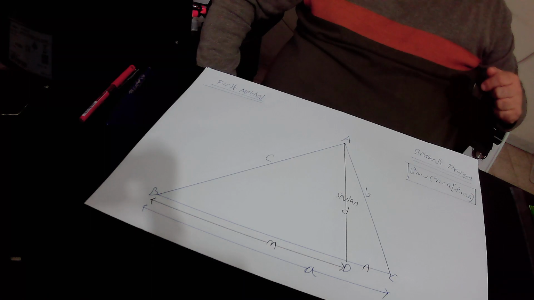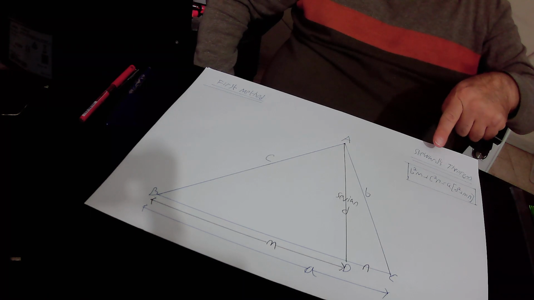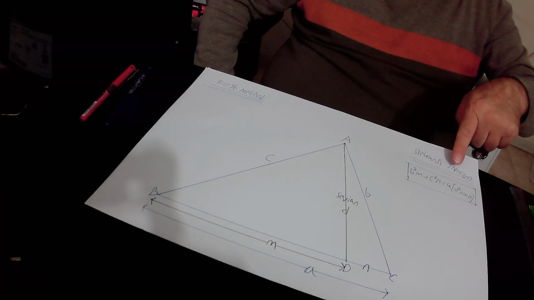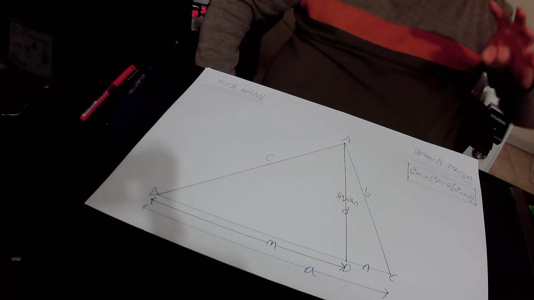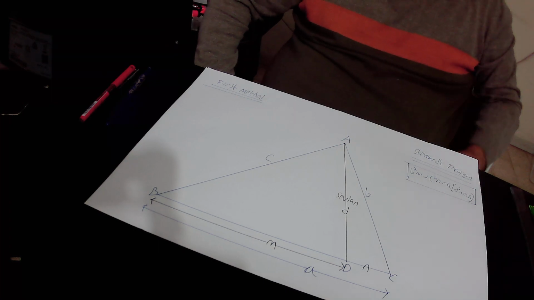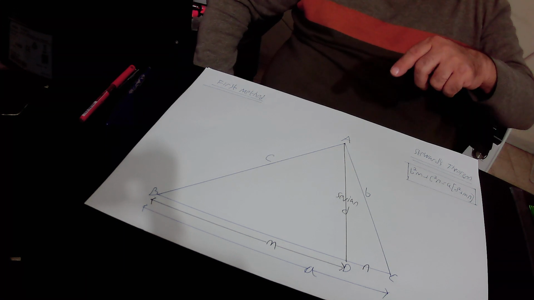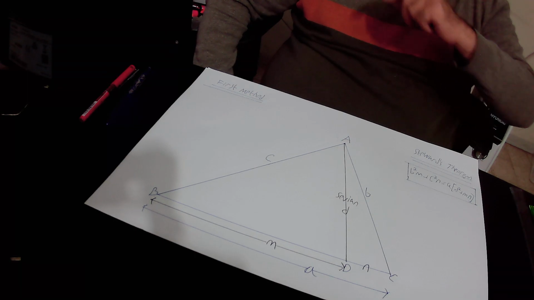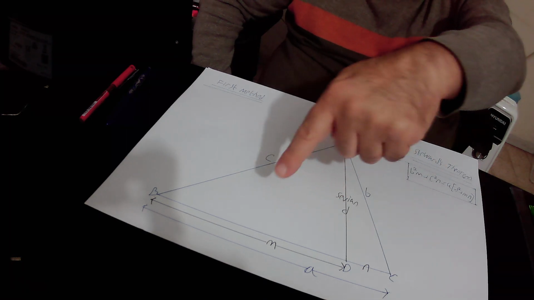Repeat again. According to Stewart's theorem, B squared M plus C squared N equals A. We open brackets. Inside the brackets we have D squared plus M times N. So we will prove that this equation is true in two different methods. We start with the first method. In the first method, we'll do a construction. That is to say, from the vertex A, we will draw a perpendicular on BC.